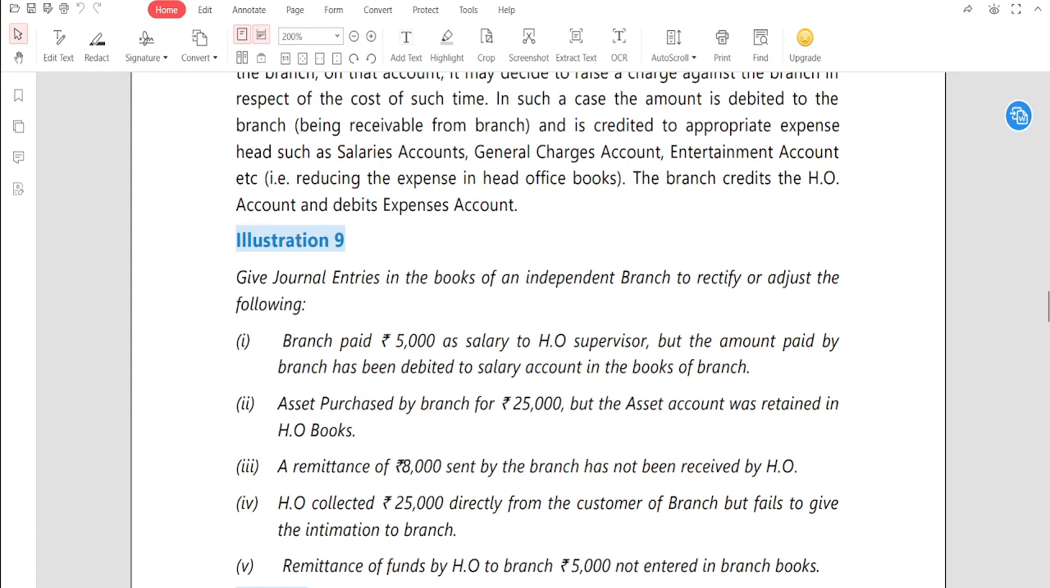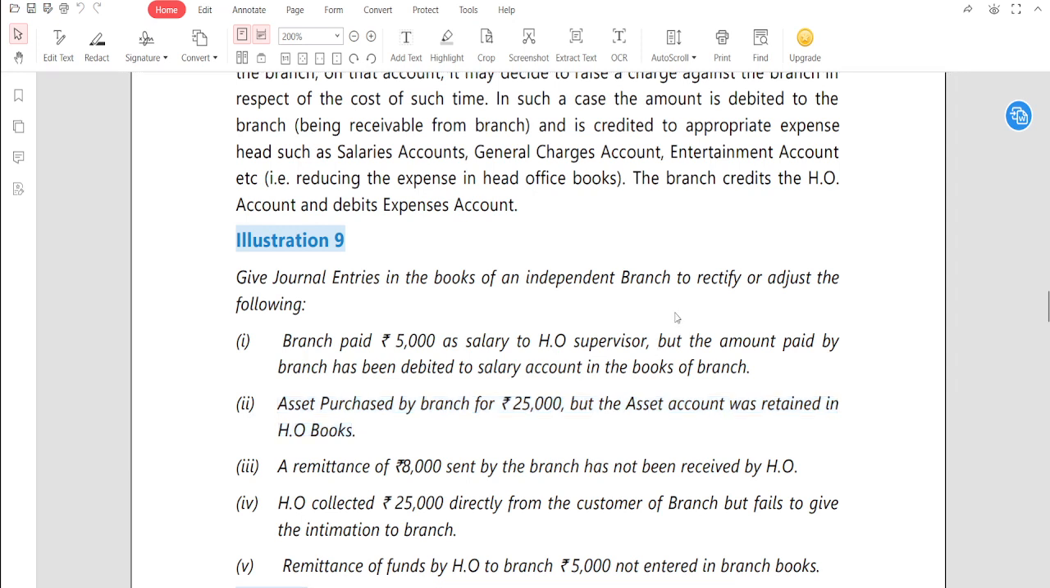So now what has happened? In this case, what should we do in this particular case? Asset purchased by the branch for 25,000, so just try to focus on that part. If the asset is purchased by the branch, but the asset was written in the HO books, then the journal has to be made correctly. We need to make the correct journal entry.